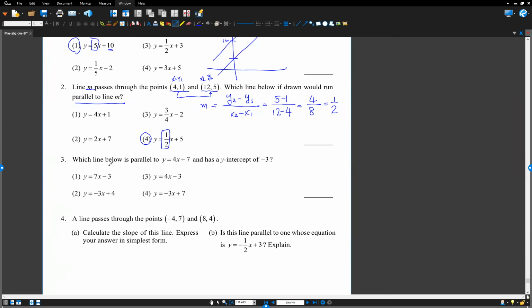So, which of the lines below is parallel to this one? This one has y-intercept 3. To be parallel, it has the same slope. So the other line also has slope 4, but this time the y-intercept is -3. Using this, we can set up the equation: y equals 4x minus 3. That's the answer. Choice 3 is the answer.